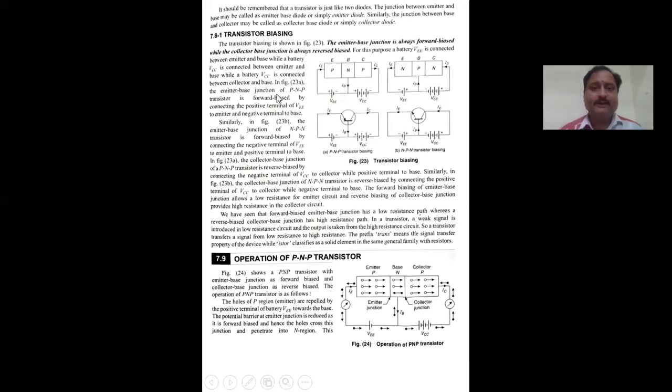The emitter base junction of a PNP transistor is forward biased by connecting the positive terminal of VEE to the emitter. Why biasing? At a time, we are not able to operate both AB and BC, meaning the emitter base junction and the base collector junction. If we take input characteristics, or emitter base characteristics, the base collector value must be constant. Either 1 volt, 3 volts, or 5 volts, we keep it constant.